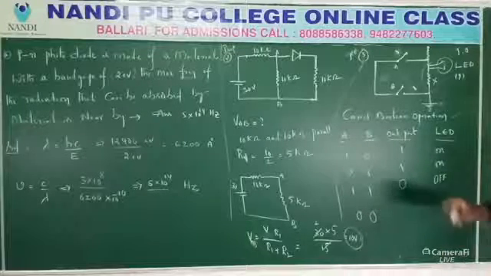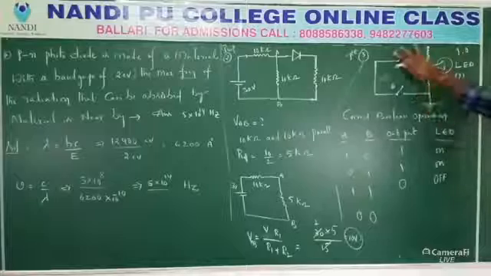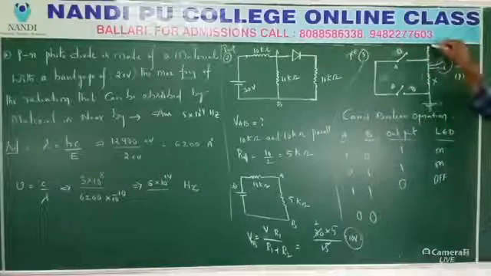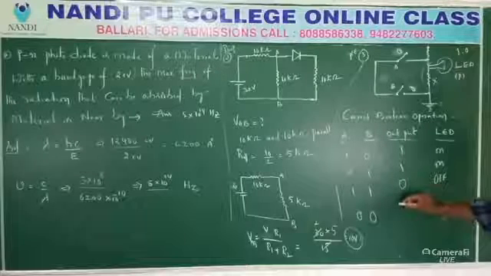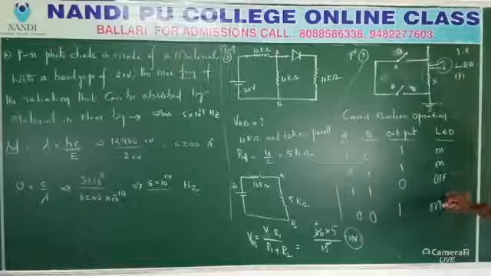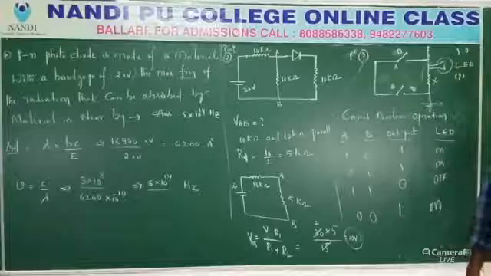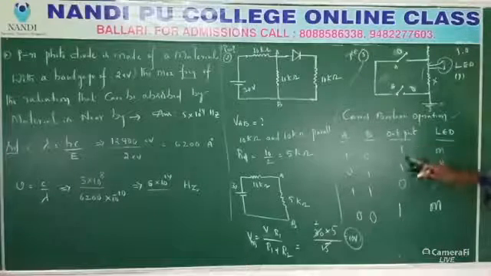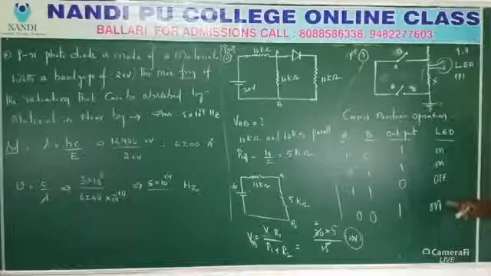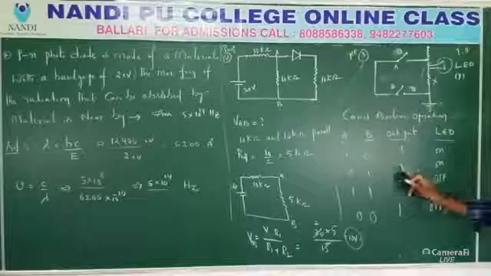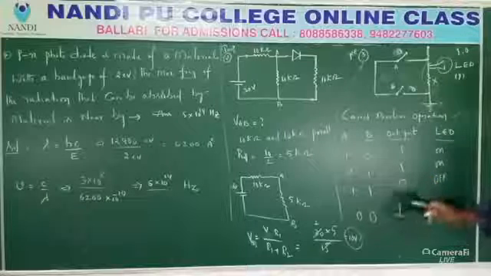Last one, 0, 0. Both are open, means no problem. Again the bulb will be on, so it is 1. So these are the outputs of the LED. What are the outputs? 1, 1, 0, 1. On, on, off, on.